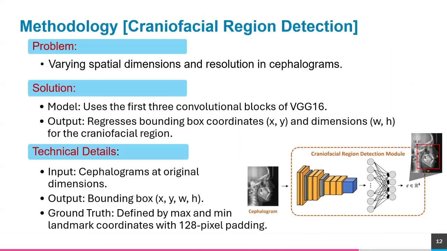To look further into the craniofacial region detection network, we use the first three convolution blocks of VGG16 to predict the top left corner coordinates along with the height and width of the bounding box containing the craniofacial region. The ground truth bounding box is identified by adding a margin of 128 pixel padding to the minimum and maximum landmark coordinate. This module makes our proposed approach input spatial resolution invariant.